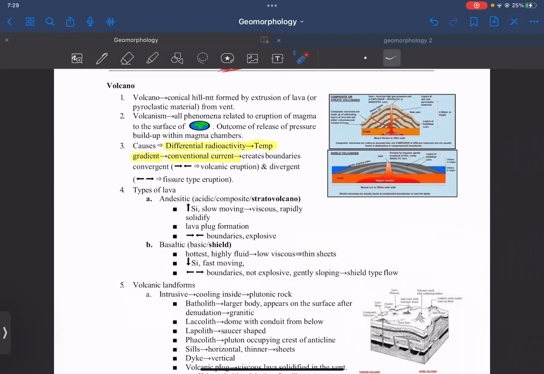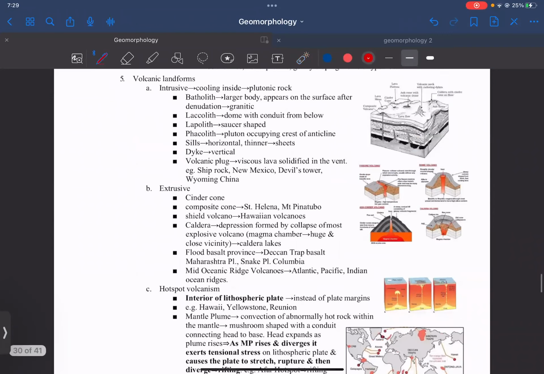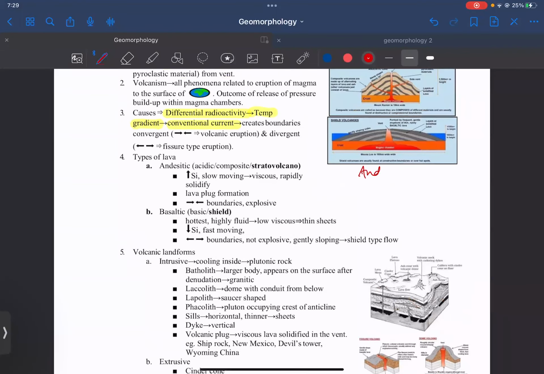Sorry, andesitic has high silica content. In case of basaltic, you have low silica. So they are acidic lava, and they are basic lava.